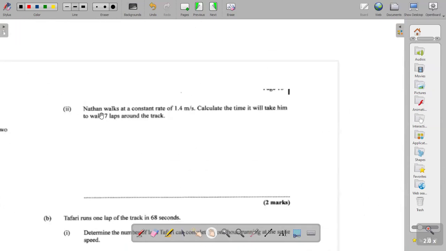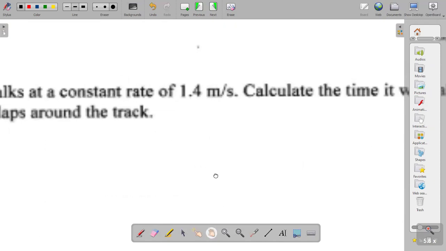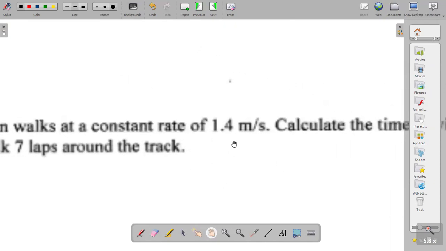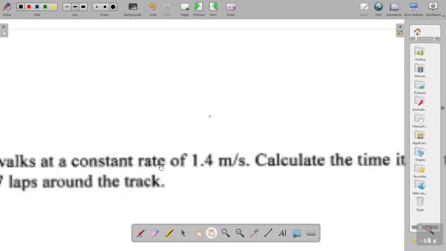The next part says Nathan walks at a constant rate of 1.4 meters per second. Anybody could tell me what the formula is for rate? I did this question already in a class. Anytime you see rate come up, this is the formula. What does M over S mean? What does the dash mean? What operation does that represent?